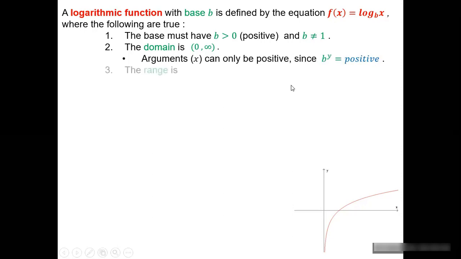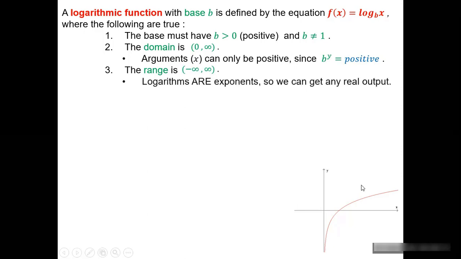All right. If I now take a look at the range, it's all the y values that I get out. Well, notice that the graph goes down to negative infinity, and it just continues to increase to positive infinity. So the range is negative infinity to infinity, which also makes sense because logarithms are exponents. Logarithms solve for exponents, so the y value could be anything we want. We can get any value as an exponent, as opposed to the argument. Arguments must be positive, since b to any power is always positive.